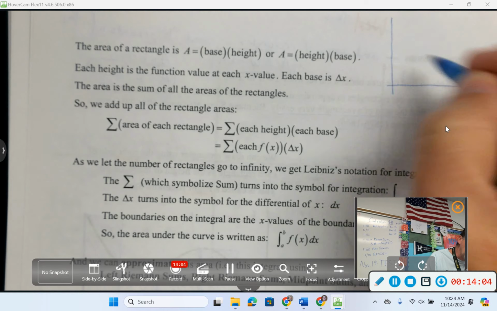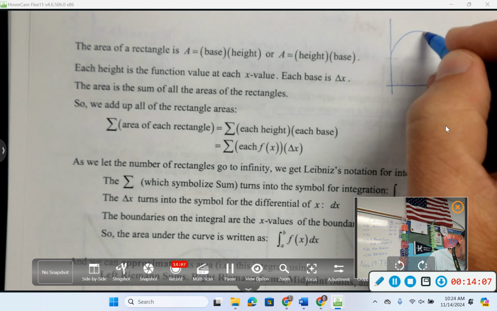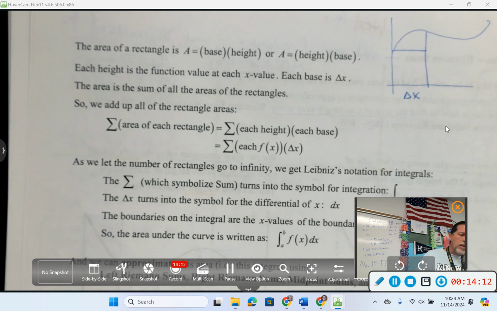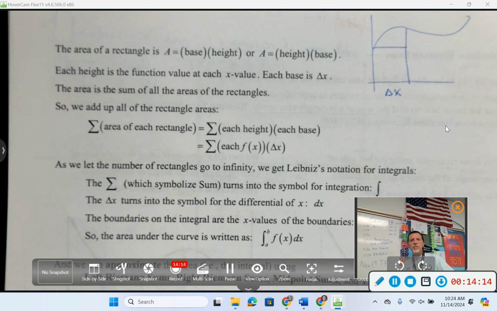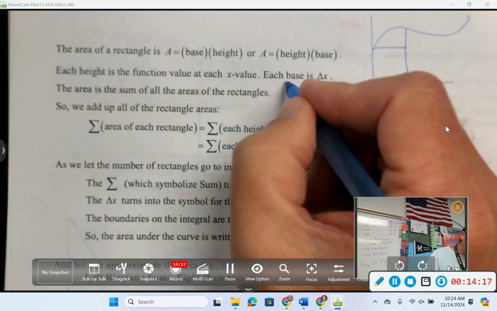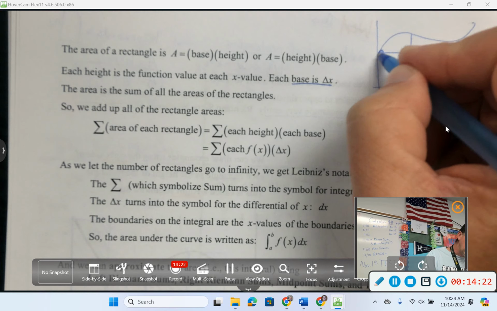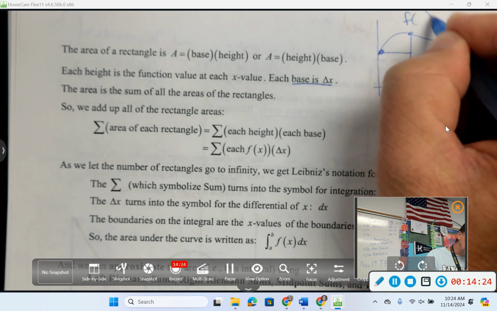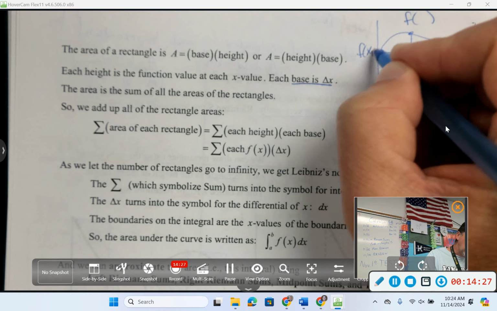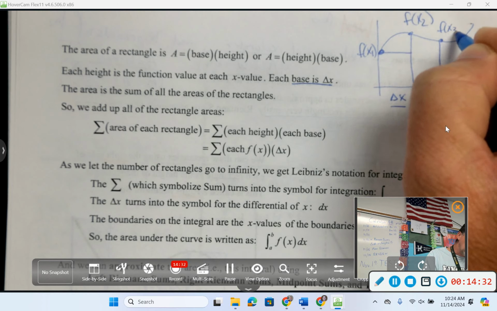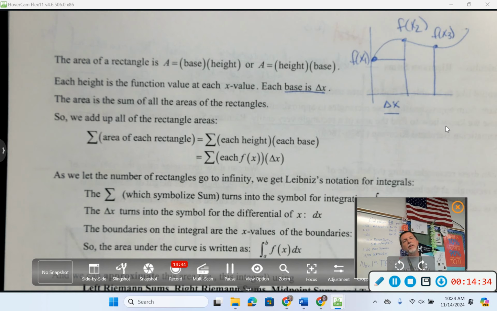Maybe we should try to draw the picture again here. Or at least a little bit of a picture. So delta x is the base. And each height is f of some x value, like x1, x2, x3, whatever, however many we want. So the base is an x value, height is a y value, or an f of x value.